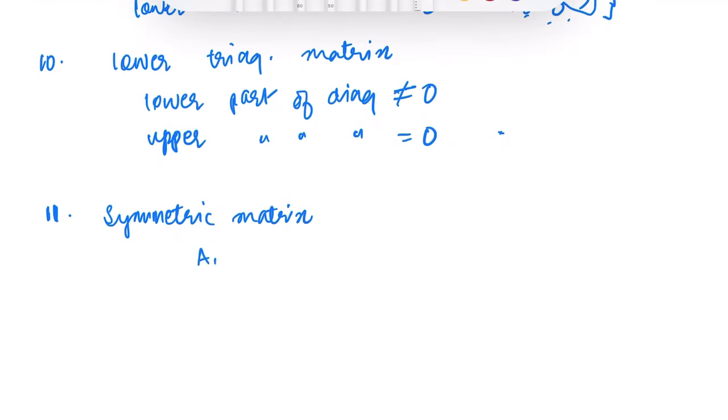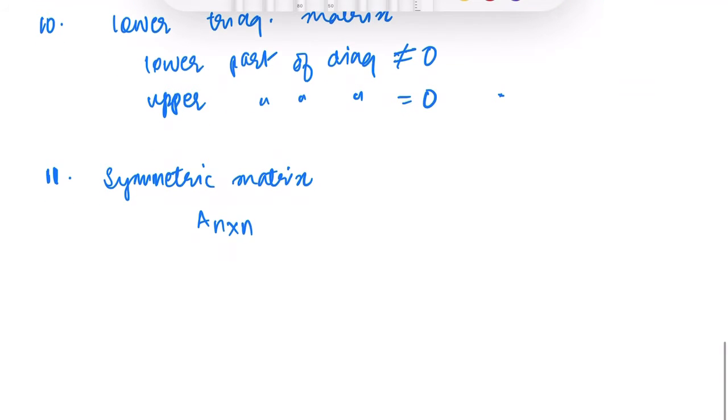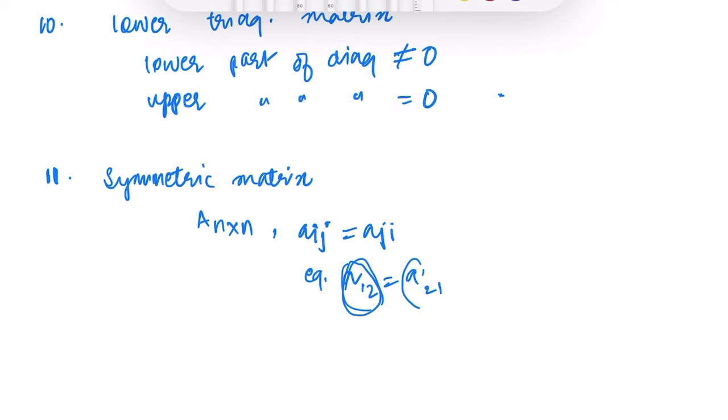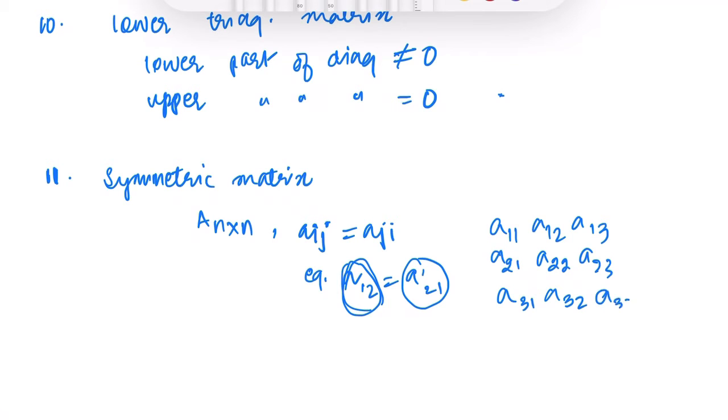It is an n cross n matrix and Aij is equal to Aji. For example, A12 will be equal to A21. The element at position A12 will be equal to the element at position A21. For example, I am saying this is A11, A12, A13, then we have A21, A22, A23, then we have A31, A32 and A33.